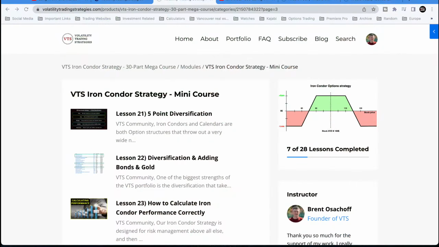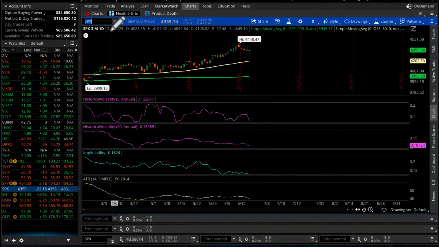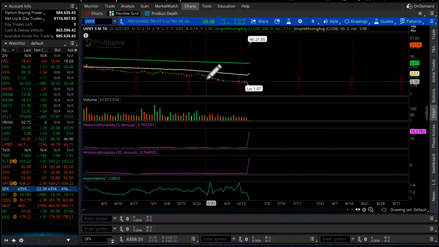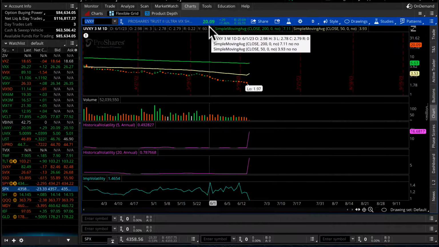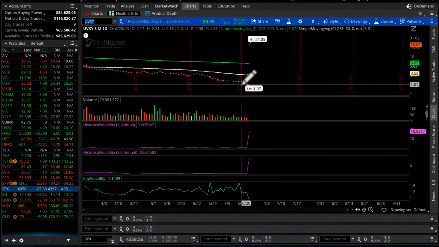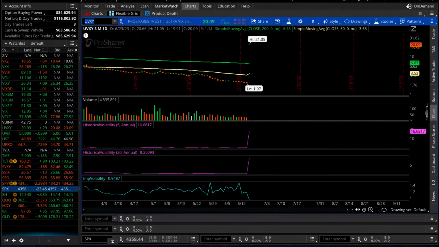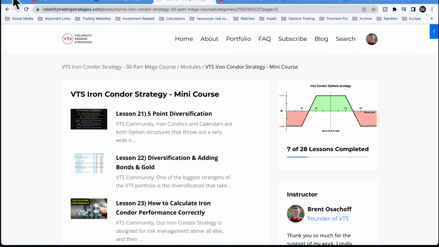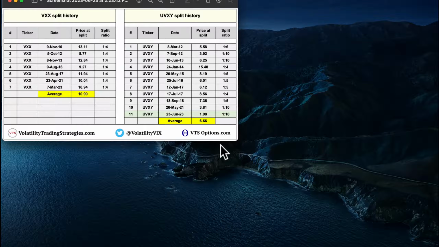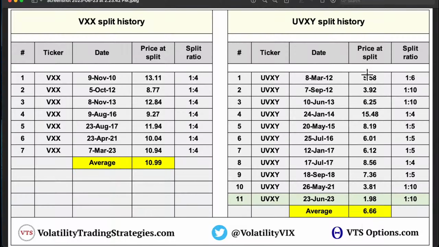But with respect to the UVXY, the reason this is important, like I said, if we look at the price of the UVXY, $20, right? For the longest time, it was low single digits. It actually did finally do its long-awaited reverse split. Let me just show you the split history here, and you'll see what I mean. So 11 times now, here's the VXX if you're curious, but the UVXY did its 11th reverse split. So it happened when the UVXY made it all the way down to $1.98, a new record for sure. That's extremely low. No idea why it took them so long.